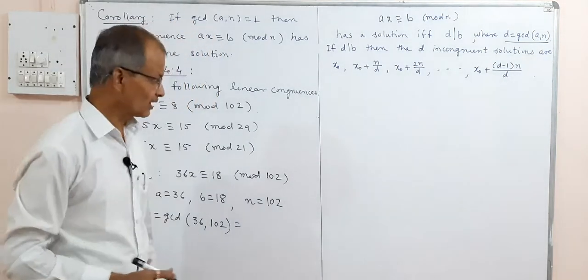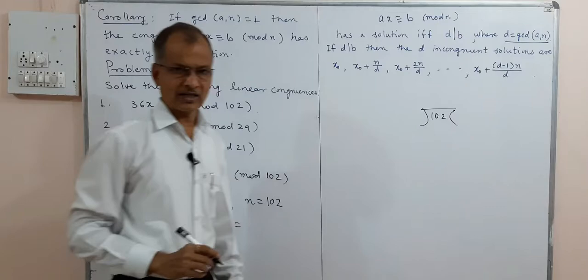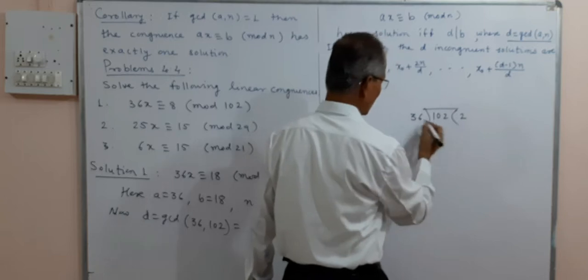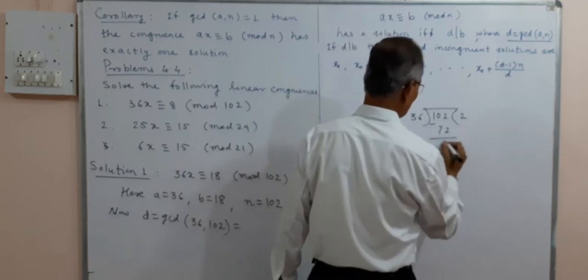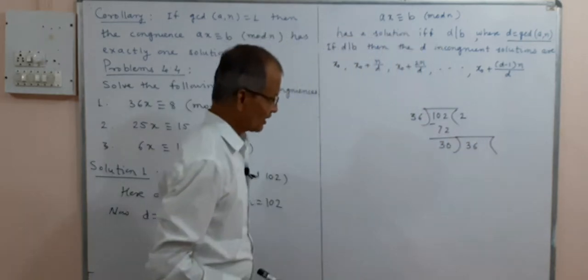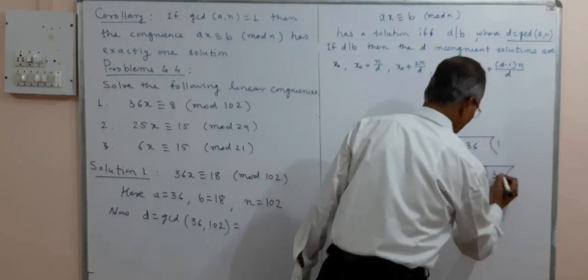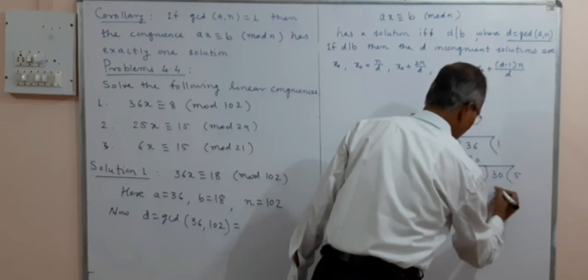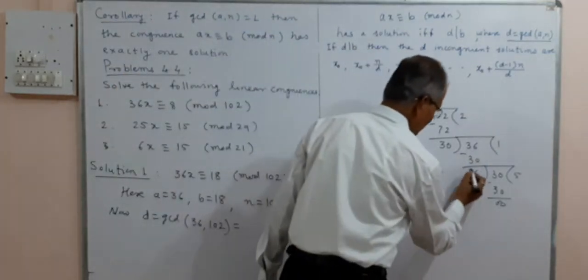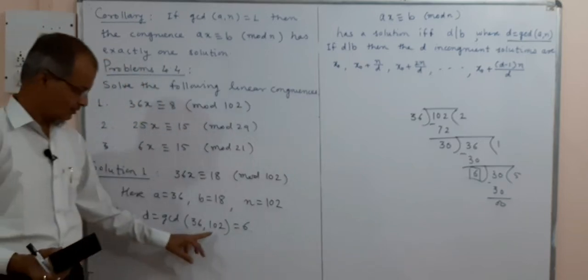Now we have to find the GCD of 36 and 102. We may use the Euclidean algorithm, or by inspection we can also find it. Dividing 102 by 36, the quotient is 2 and it is 72, and thus the remainder is 30. Then divide 36 by 30: quotient is 1 and the remainder is 6. Divide 30 by 6 and the process is complete. The last non-zero remainder is 6, and 6 is the GCD. So the GCD of 36 and 102 is 6.